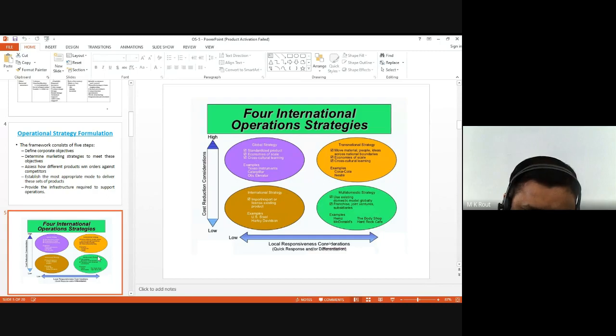If you go to the basic content of global strategy, first you have to go for standardized products, economies of scale, and cross-cultural learning. Some examples are Texas Instruments, Caterpillar, and Otis elevators, which are used in global strategy. Have you already experienced Otis elevators in Big Bazaar, and in Pantaloon also? Moving to the next part, that is your international strategy.